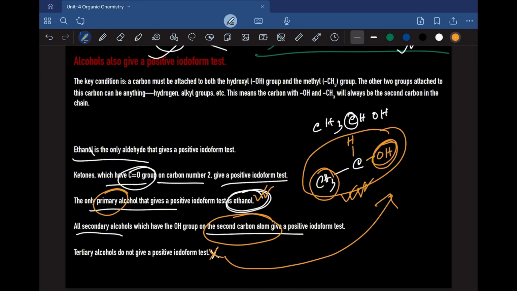So basically this is the whole example of iodoform test.